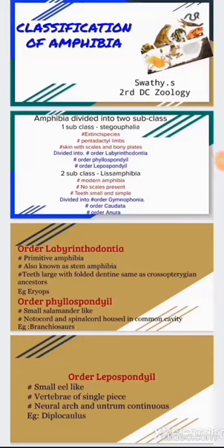Good evening, guys. Today we are going to discuss the topic classification of Amphibia. Amphibia includes both extinct and living forms, and it is divided into two subclasses and 6 orders.